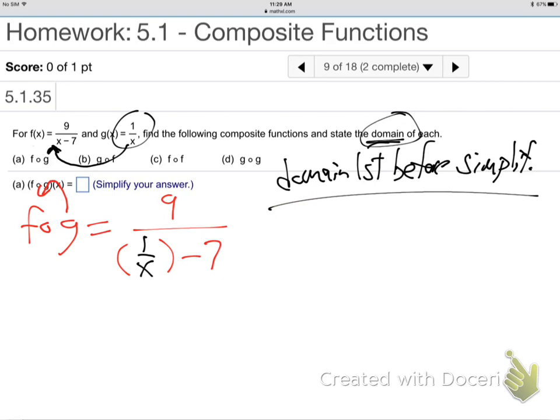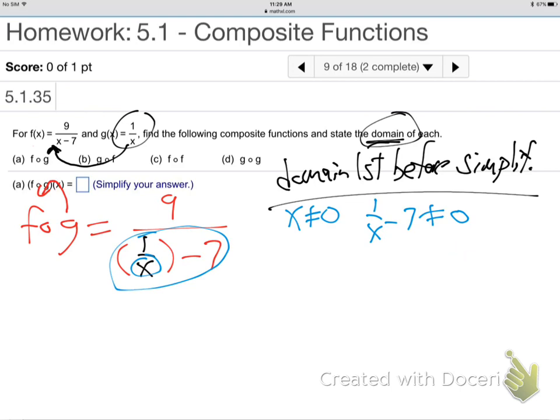So, okay, what do you do on the domain? What's the domain? Any denominators cannot equal 0. Do you see that we have two denominators here? This is a denominator, and of course x cannot be 0, and the whole thing's a denominator. So 1 over x minus 7 can't be 0. Is that good? They both can't be 0. The little denominator and the whole denominator cannot be 0.